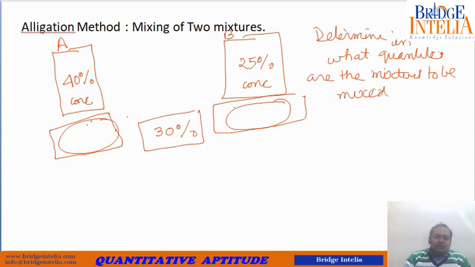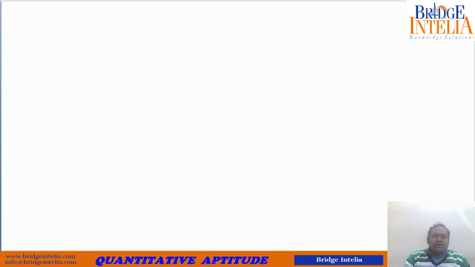Then how should you approach? The approach for these types of questions should involve the concept of alligation. So it would be given that you are given two types of sample. The first sample was 40% concentrated. The second sample was 25% concentrated. So if you mix these two, the concentration will come somewhere in between.